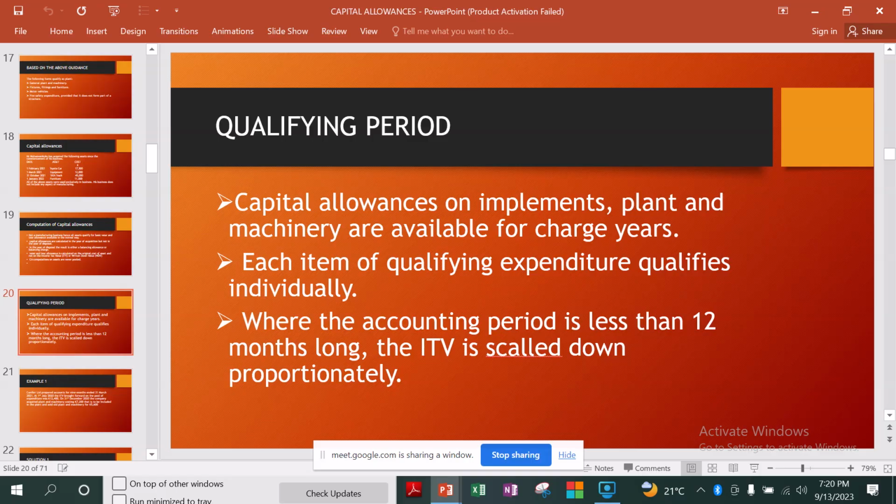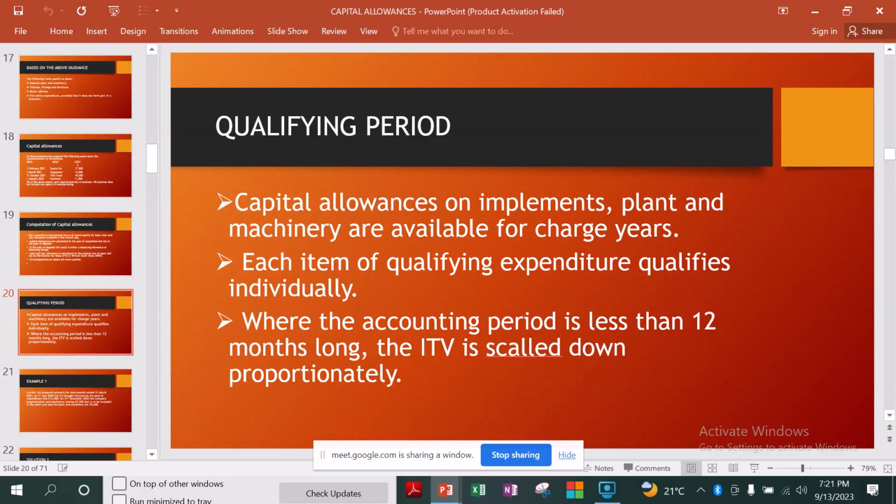Again, the other important thing that you need to take note of is if the accounting period is less than 12 months, then the capital allowance should be scaled down proportionately. Let's say the accounting period is for 8 months. Now those rates are for 1 year. It means that when you calculate the capital allowance, you need to scale down by multiplying by 8 out of 12, so that you look at the capital allowance which will be appropriate for those 8 months.